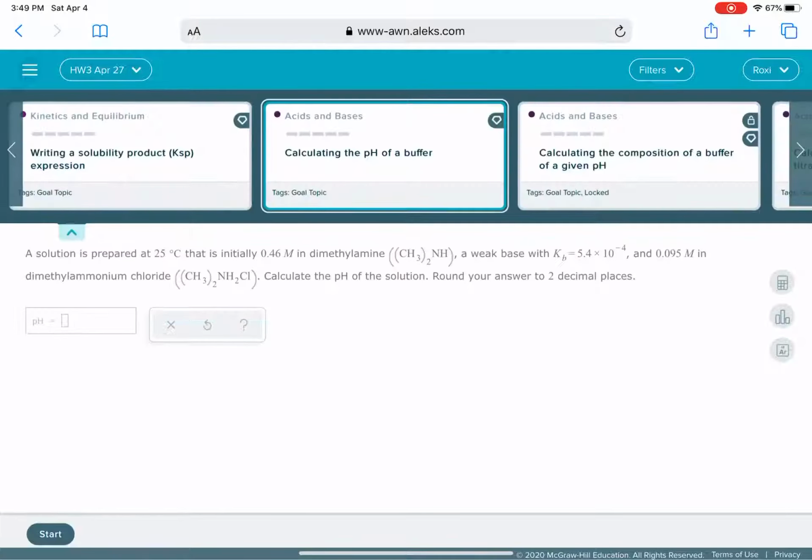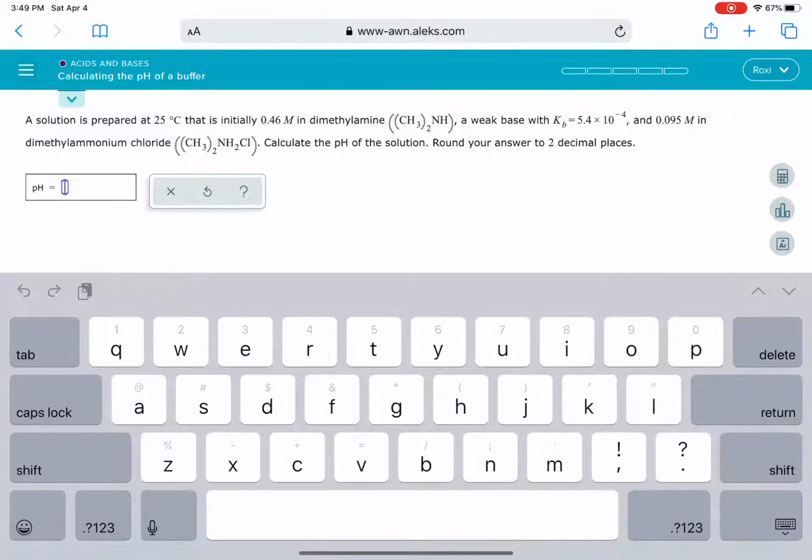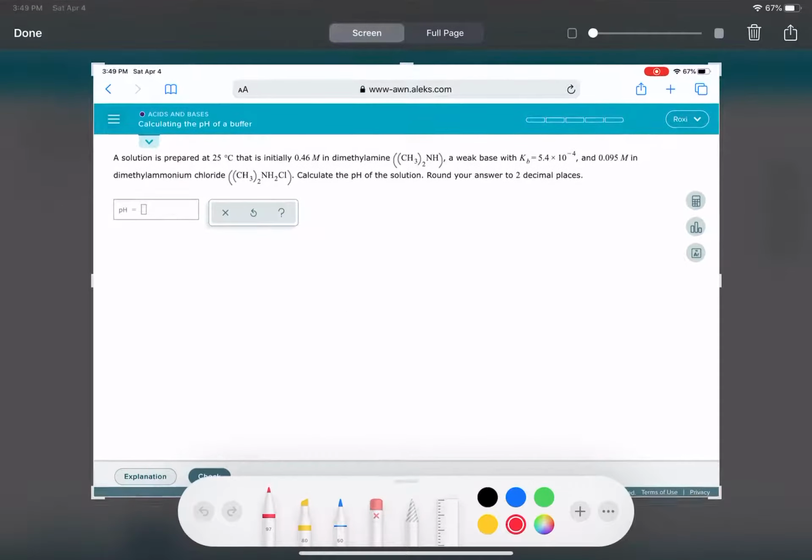We are ready to do a couple of problems from ALEKS homework 3. We're going to start with calculating the pH of a buffer, and this is going to be similar to the examples that you have in your notes, but I'm going to go through two of them anyways, just to give you lots of practice. This problem says that we have a solution.